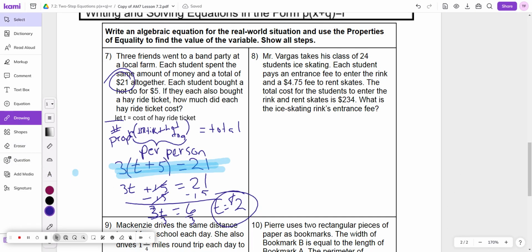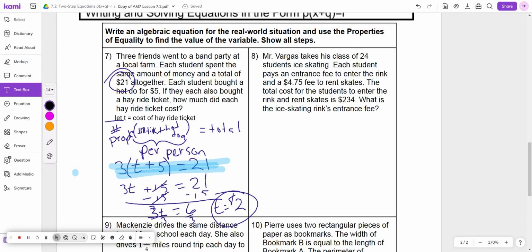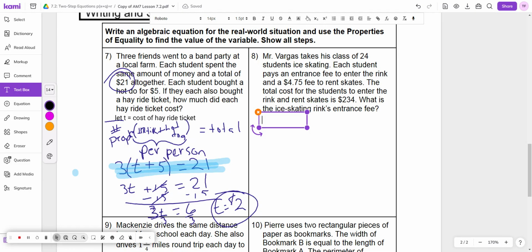So the first thing I'm going to do is change to a text box and write my let statement. We need to find the entrance fee, so I'm going to make it F. Let F equal the cost of the rink's entrance fee.